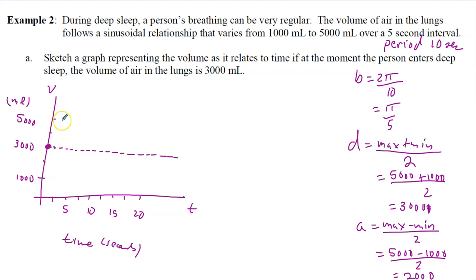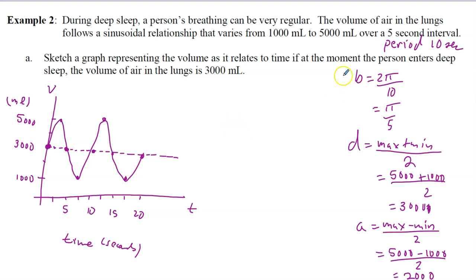We'll say it's inspiration. And remember, the period is 10 seconds, so the period is split into 4 parts. It takes 2.5 seconds to get up to the maximum, 2.5 to get back down, so that'll be 5 seconds, then another 2.5 to get to the minimum, and then another 2.5 to get back to the middle. Then 2.5 to go back up to the maximum, 2.5 to the middle, to the min, back to the middle. And it varies from 1,000 to 5,000 over a 5 second interval, right? So from 7.5 at 1,000 to 12.5 at 5,000 will be that 5 second interval. Sketchy, sketchy. Okay, and there's our 2 cycles.